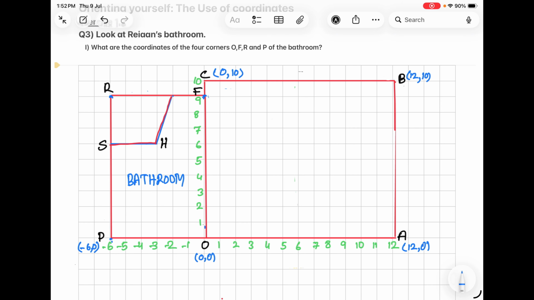Okay. Now let's find out the coordinates of F. F is lying on the y-axis, so its x coordinate should be 0. And how many units from the origin upward? 9 units. So the y coordinate is 9. The coordinates of F are 0, 9. Similarly, R, what are the coordinates? -6, and the y coordinate is 9. So -6 and 9 are the coordinates of R.